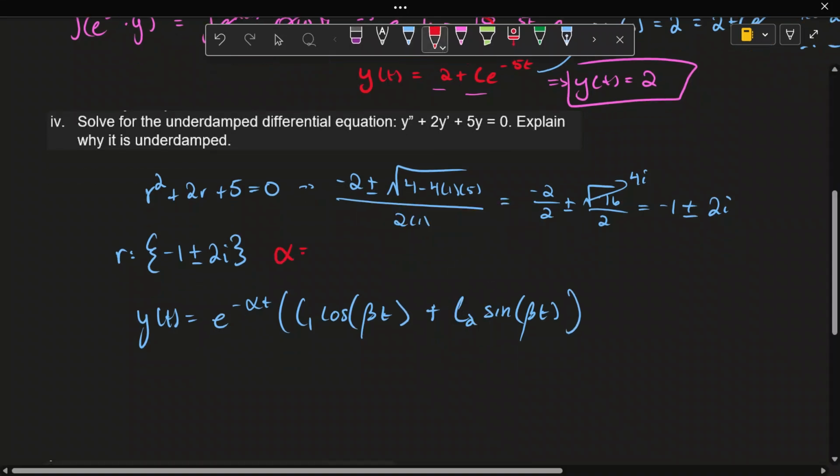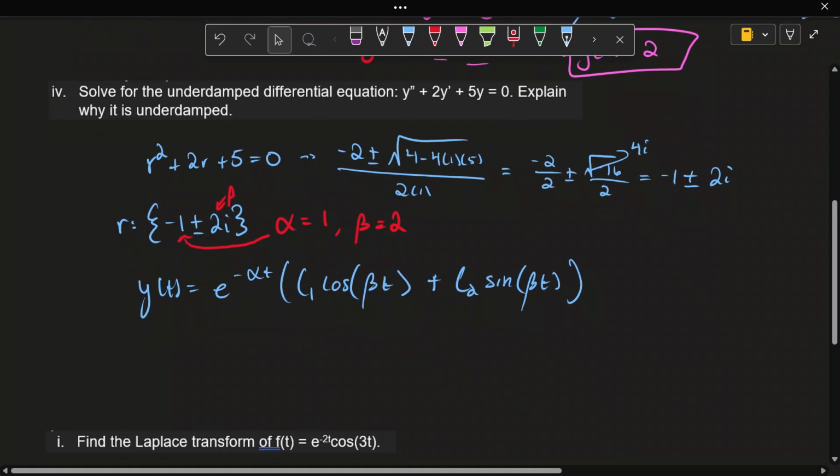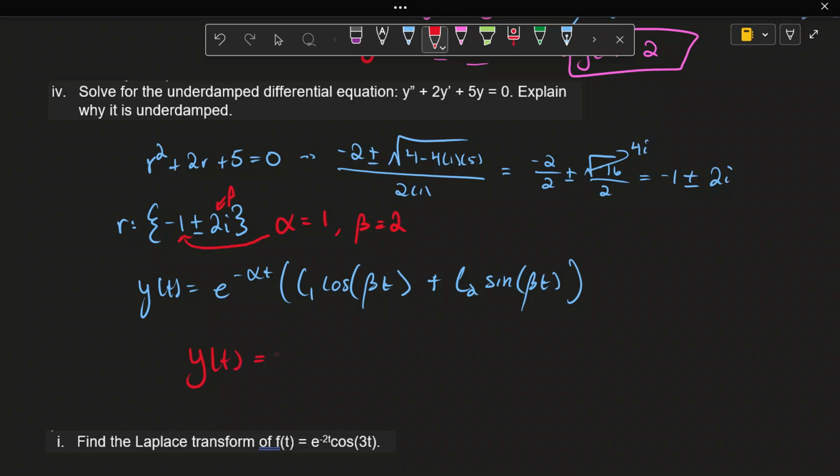Okay, but what is alpha and what is beta? Well, alpha is equal to the negative of this value, which is going to be 1. Beta is going to be equal to whatever the imaginary portion is, which is going to be 2. So now we've solved for the roots, and this is why we solve for the roots, so we can get a very easy plug and chug. That means y of t is equal to e to the minus 1 t, c1 cosine of 2t, sorry, not 3, 2t plus c2 sine of 2t. And that is going to be our answer.